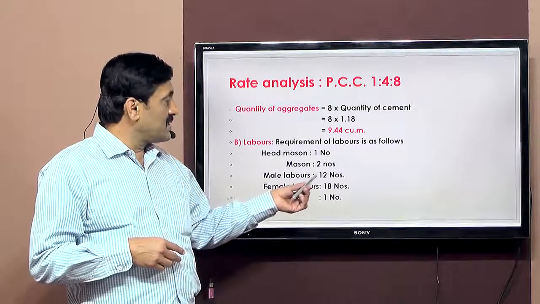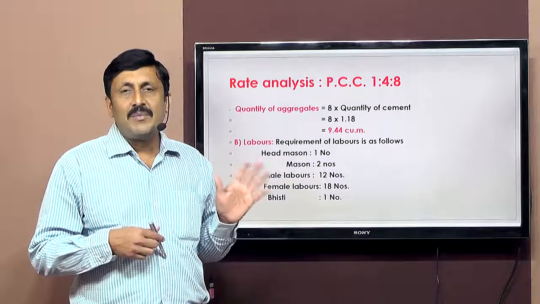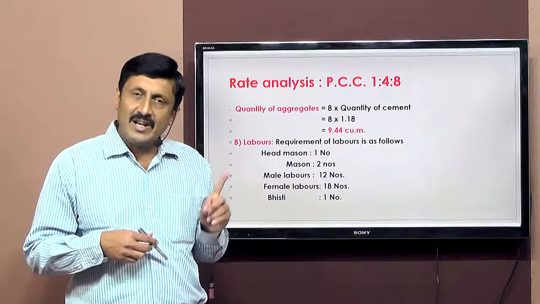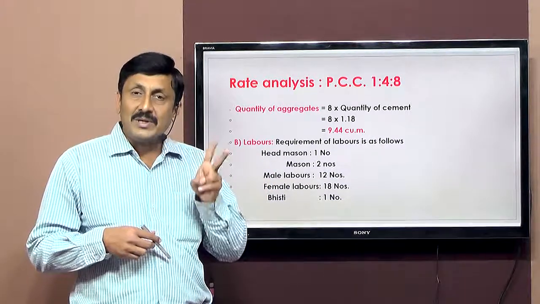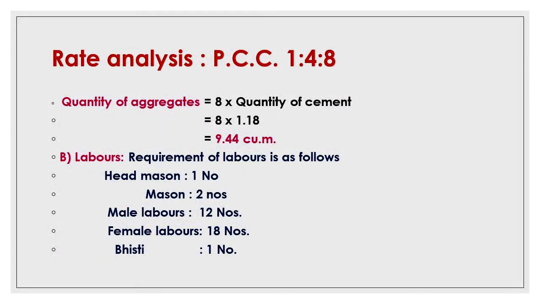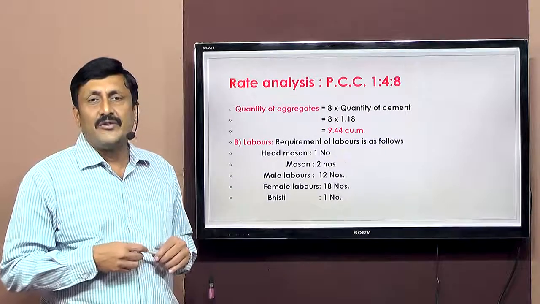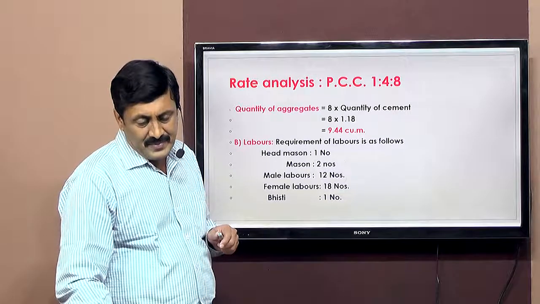So male laborers we need 12, female laborers we need 18, and for watering purpose, for curing, we need 1 bhisti. So labor requirement is we need 1 head mason, we need 2 masons, we need 12 male laborers, we need 18 female laborers, and we need 1 bhisti. So this is the labor calculation or labor requirement for this PCC work.